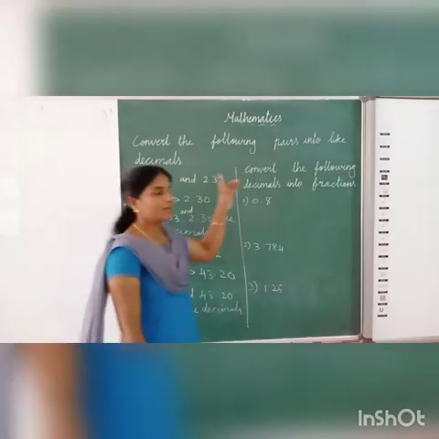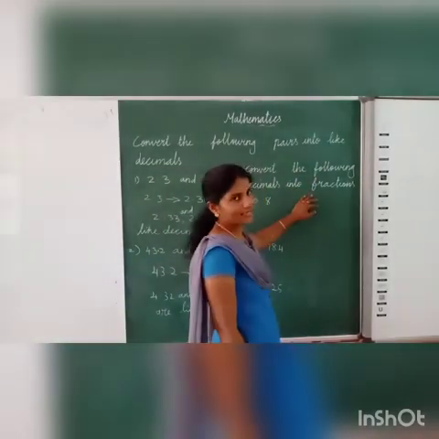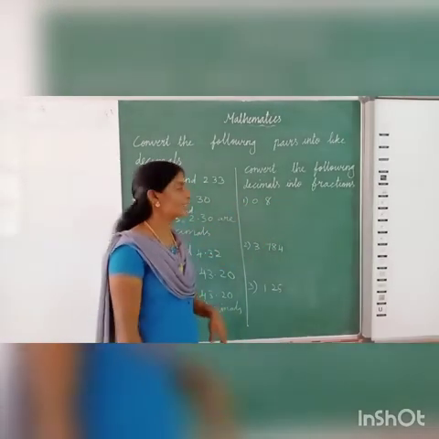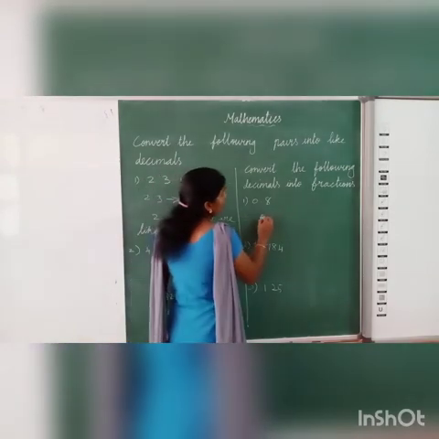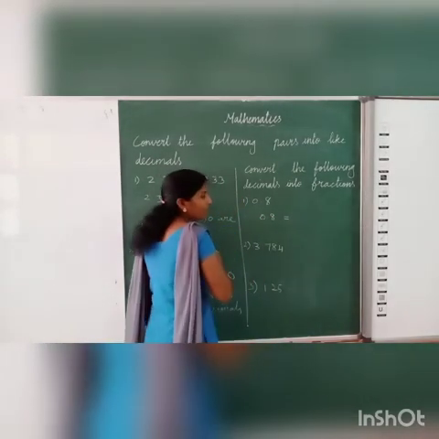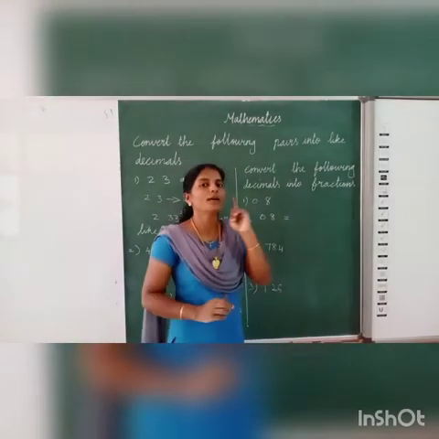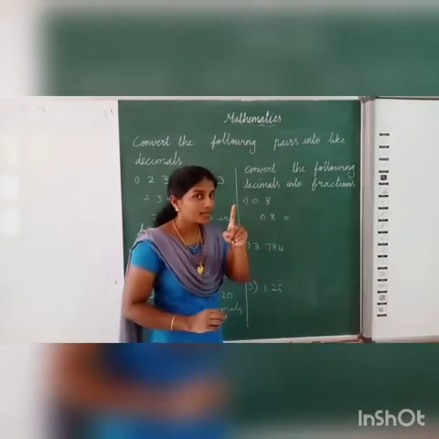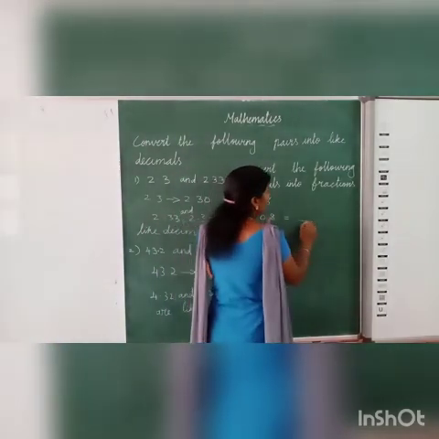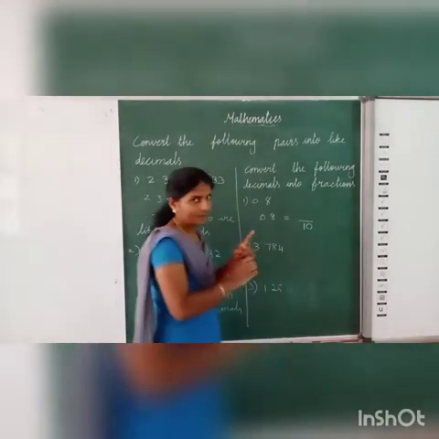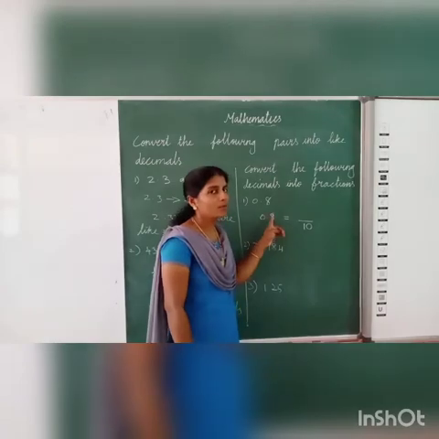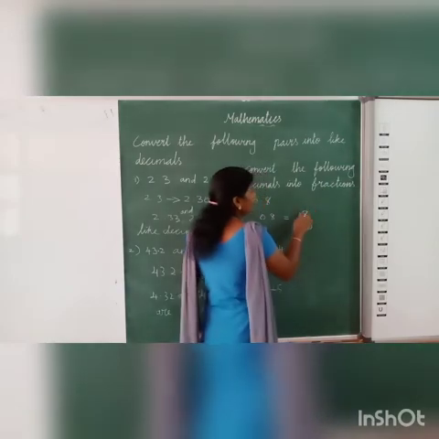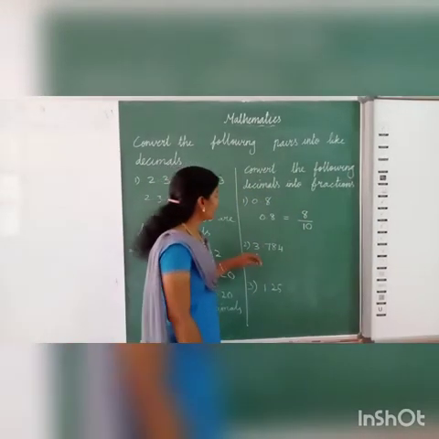Okay. Now next one, convert the following decimals into fractions. Now this is decimal form. Now we can convert into fraction form. Now listen here. 0.8 is equal to, after the point we have only 1 digit. So in the denominator we write 1 followed by 1 zero, that is 10. After the point only 1 digit means we divide by 10. So 8 is the numerator. 8 divided by 10.